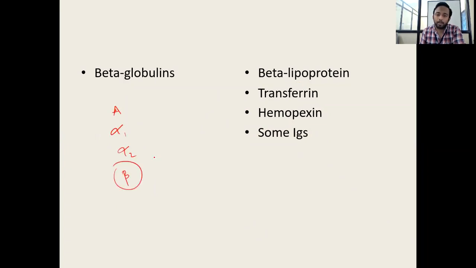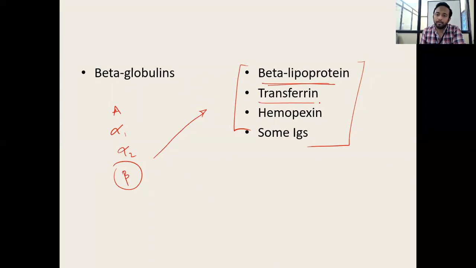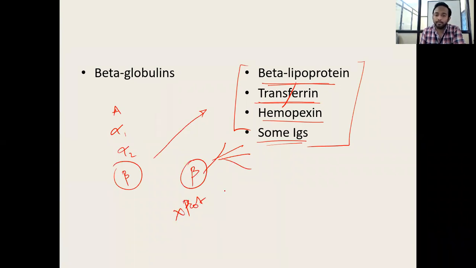Now what are the beta components? The beta component is made up of these 4 fragments: beta lipoproteins, transferrin, which transfers the iron, hemopexin, and some of the immunoglobulins are part of the beta globulin. Beta globulin is further made up of these proteins. It's just a fraction, not a specific protein. It's a fraction seen on the electrophoresis. So in this area, the proteins you identify are these proteins.